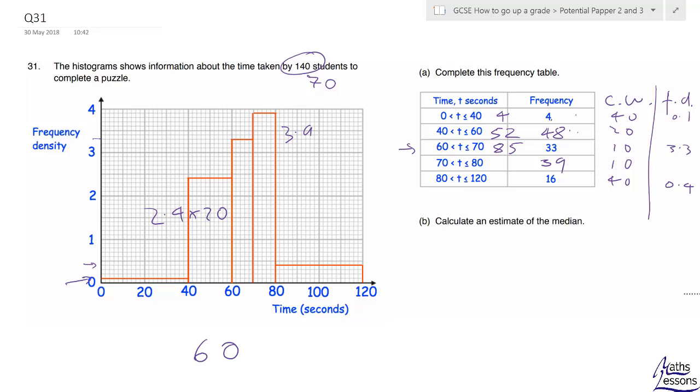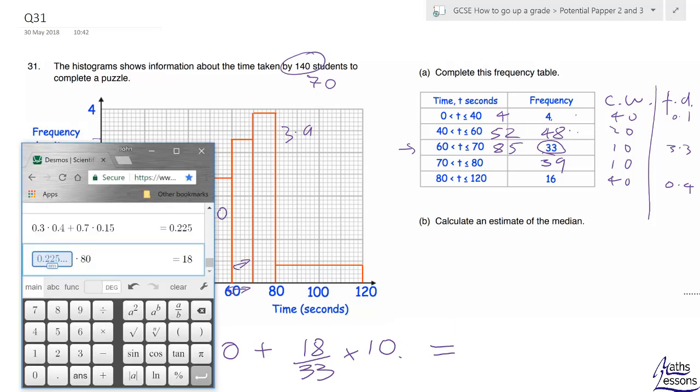So I want the 70th value, which is going to be 18 students into this group. So I'm going to do 18 students into this group, and the group is 33 big. So it's going to be that fraction of that group. And the width for that group is 10, so I'm going to times that by 10. And that will give me my estimate for my median, if I assume that these students are evenly distributed in this group. So I'm going to grab my calculator to work that out. It is not looking very friendly.